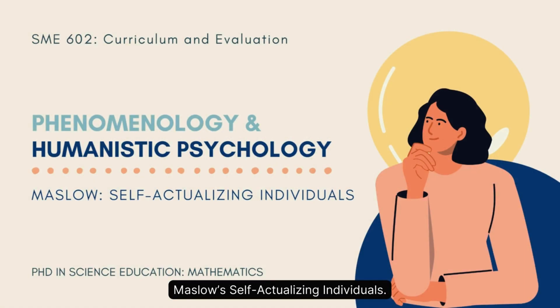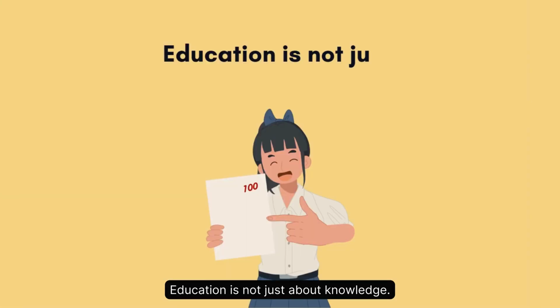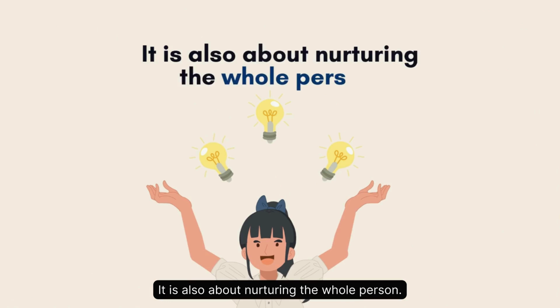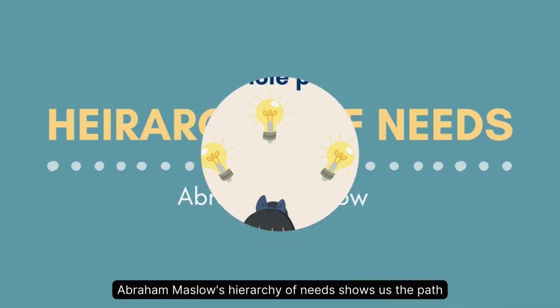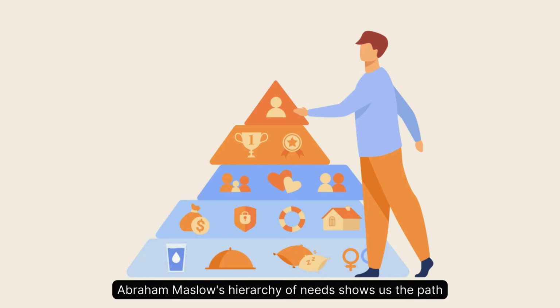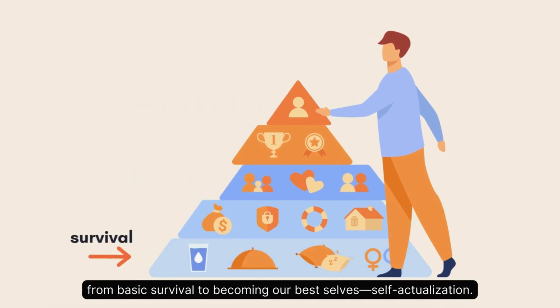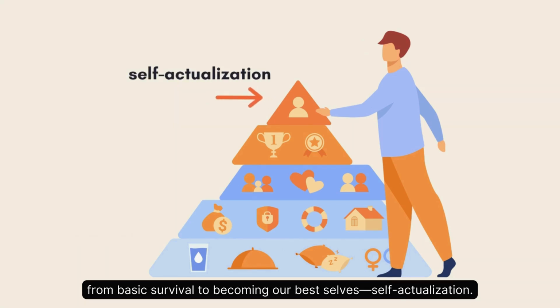Maslow's self-actualizing individuals. Education is not just about knowledge. It is also about nurturing the whole person. Abraham Maslow's hierarchy of needs shows us the path from basic survival to becoming our best selves, self-actualization.